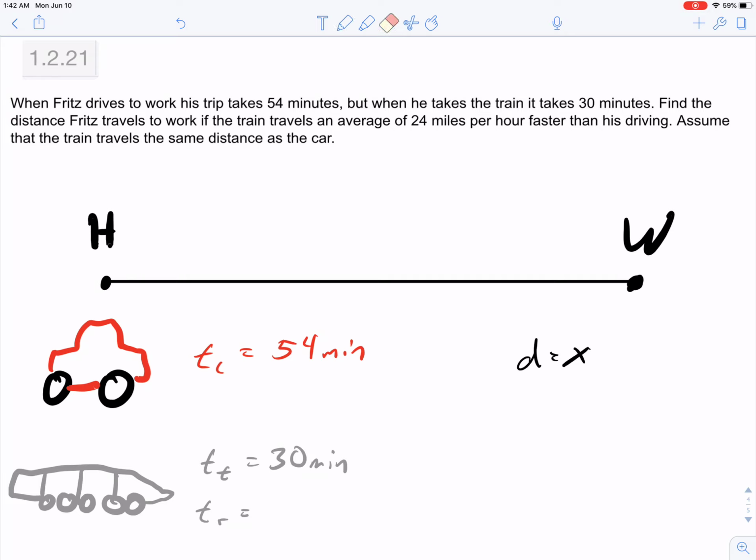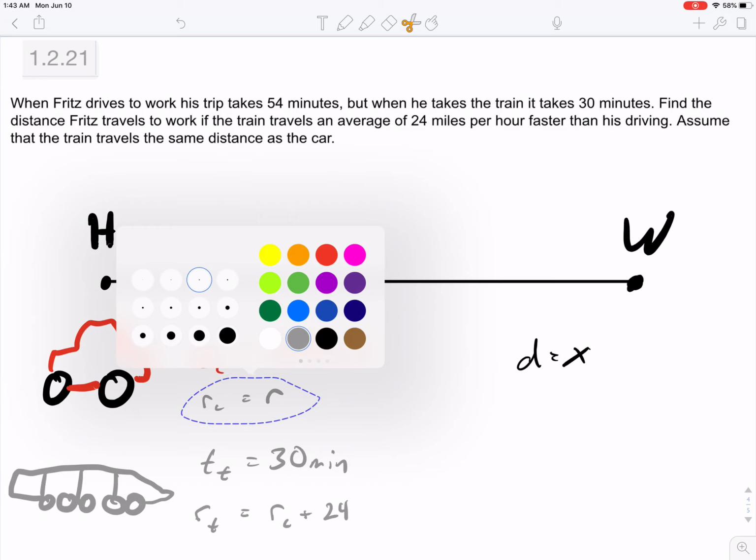Oh, that's not the time. Sorry, that needs to be the rate. I got that all mixed up. The rate of the train needs to be the rate of the car plus 24 miles per hour. So the rate of the car, we're just going to call that R. I know it looks like we have two variables, but we're going to organize this the same way we did one a minute ago.